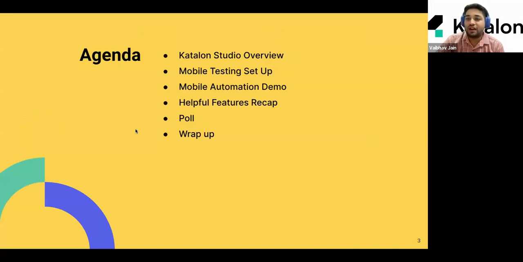Today we are going to start with the Katalon Studio overview, a walkthrough of the Katalon platform. Second, we're going to see how we can do the mobile testing setup, what software and prerequisites are required to do mobile automation using Katalon. Then we will have the mobile automation demo from Akos. He will walk us through how we can automate different kinds of mobile applications with the help of Katalon. Going forward, he will share helpful feature tips for mobile test automation. At the end, we'll have the poll session for today's session.